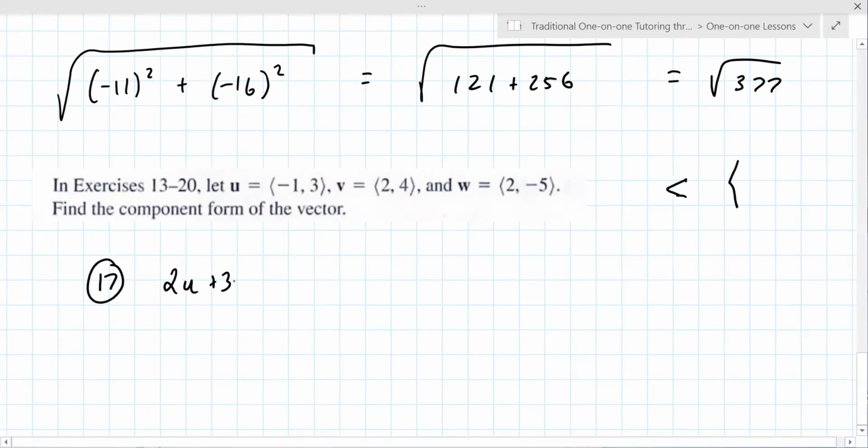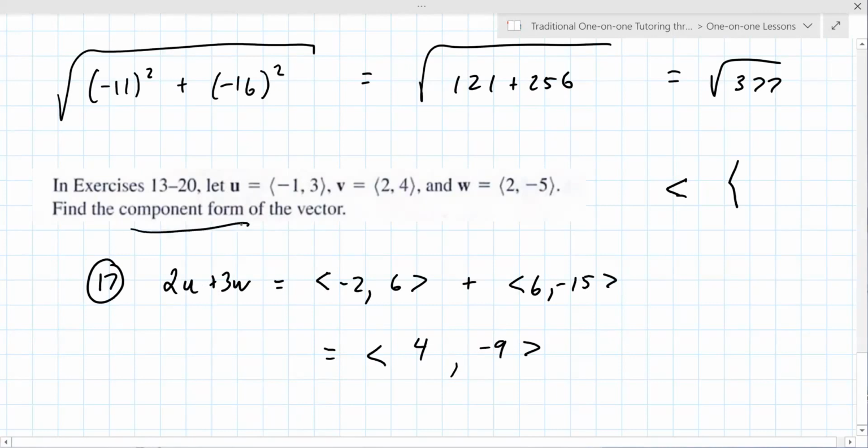2u plus 3w. So what I would do is multiply u by 2. And so that gives me minus 2 comma 6 plus 3w, 6 comma minus 15. You can perform the operations as you go, and then you can just write the final answer. I mean, you can add 2 numbers here, 4 comma -9. And that's component form here. So you've got it. You don't want to try and do it all in one step. You can. It's just if you miss even one thing, there's very little partial credit on this. Yeah. If it's not right.